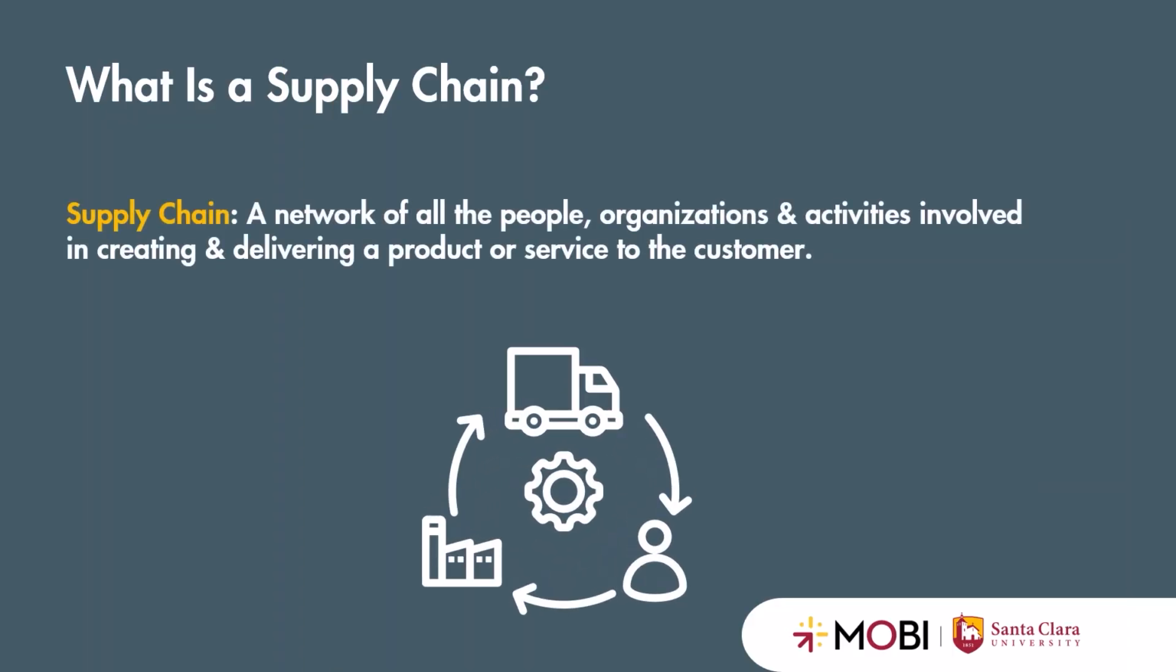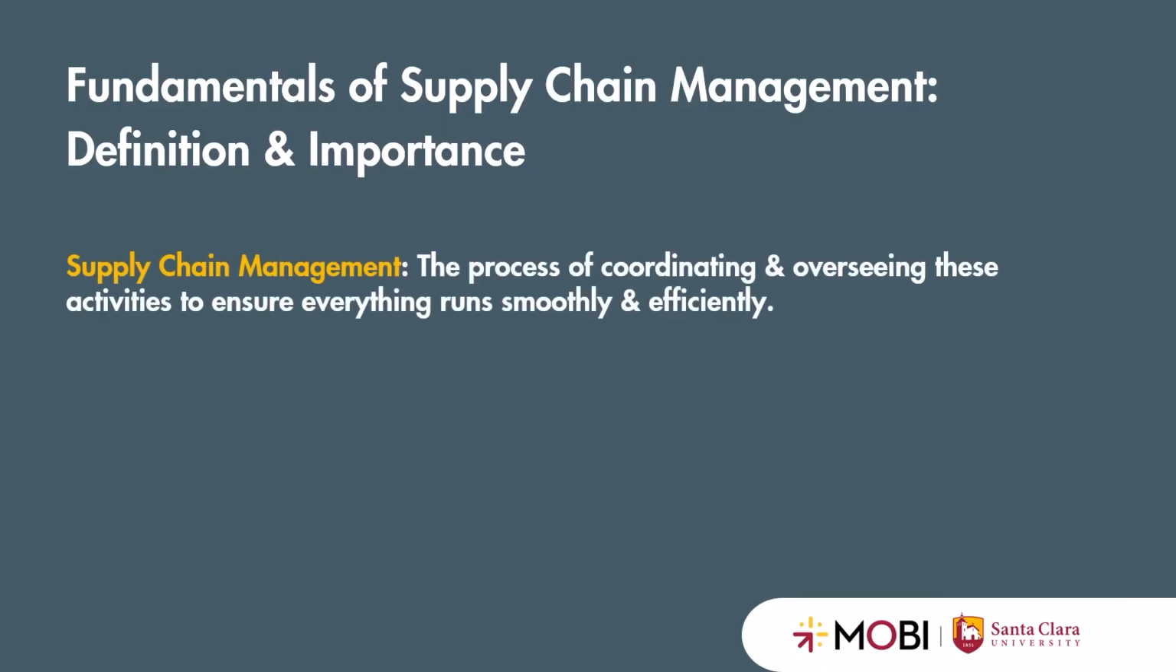A supply chain is a network of all the people, organizations, and activities involved in creating and delivering a product or service to the customer. This includes everything from getting raw materials to producing goods and delivering them to the end user. Supply chain management involves coordinating and overseeing these activities to ensure everything runs smoothly and efficiently.